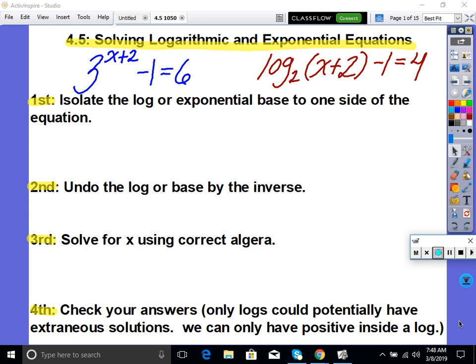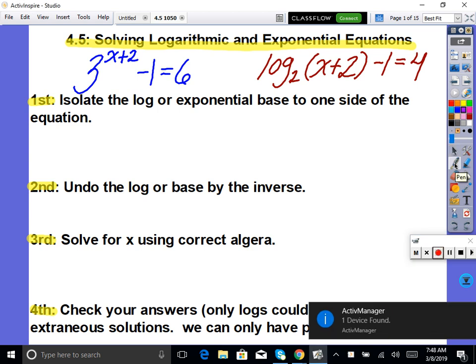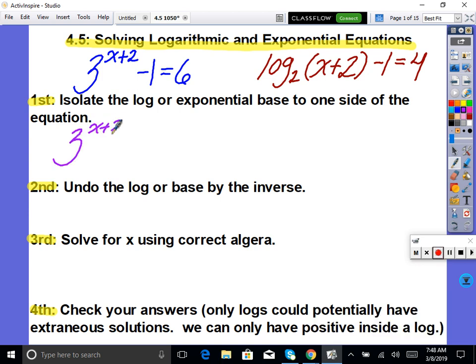So I'm going to do 2 examples at one time. On my exponential, the base is 3. You all agree? The reason the base is 3 is because that's the part that's raised to the x power. So we got to get that by itself. We're going to add 1 to both sides. Then we have base 3 to the x plus 2 equals 7. Agreed? Isolate the base. Same thing here. Isolate the log base. So we're going to add 1. Then we have log base 2 of x plus 2 equals 5. We've done our first step.